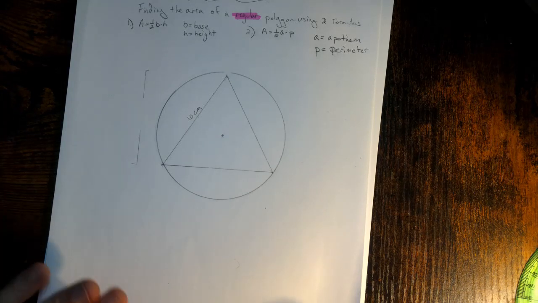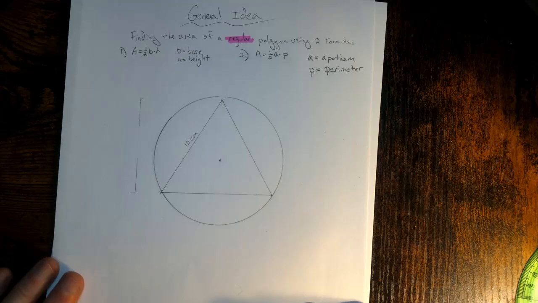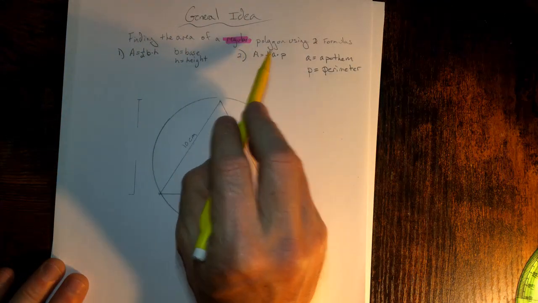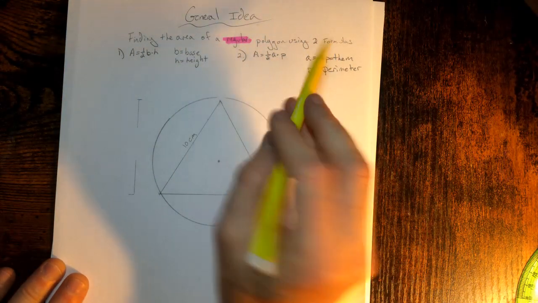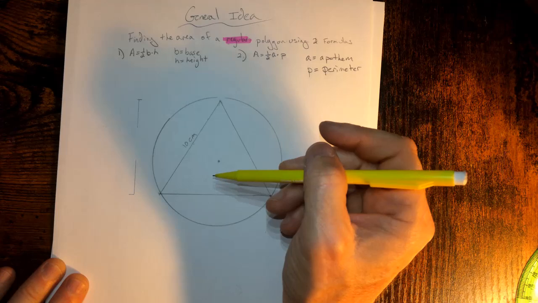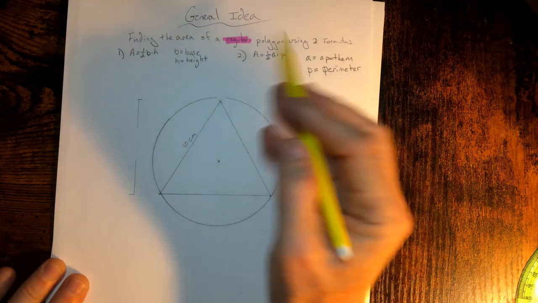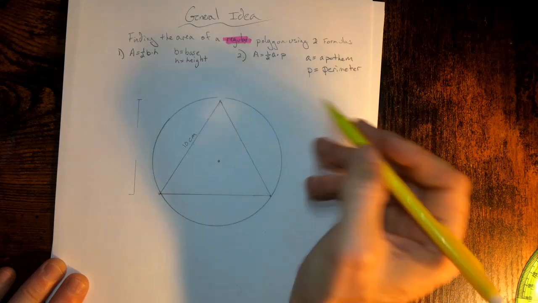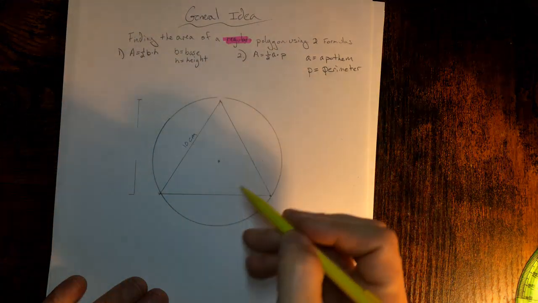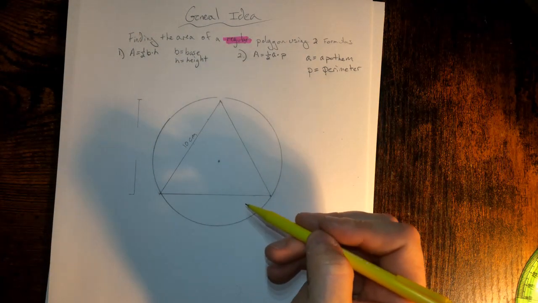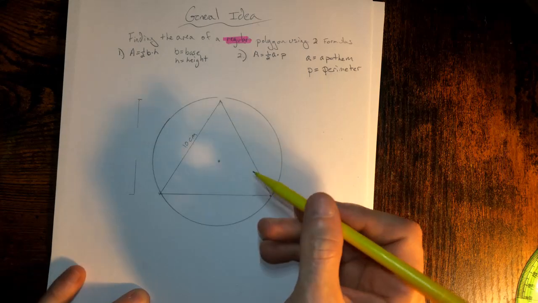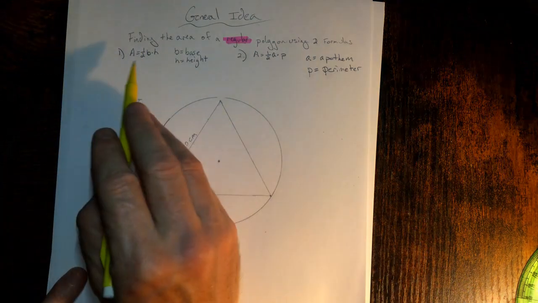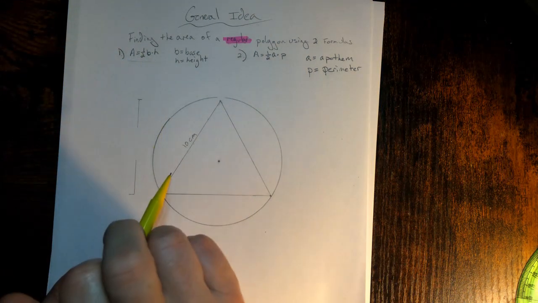So we're going to talk about finding the area of a regular polygon using two formulas. In this situation, we're talking about a triangle, and it's an equilateral triangle if I use the word regular. Even if there are subtle errors, I tried to do the best I could, freehanding it with tools. So we're going to start with the first general rule.